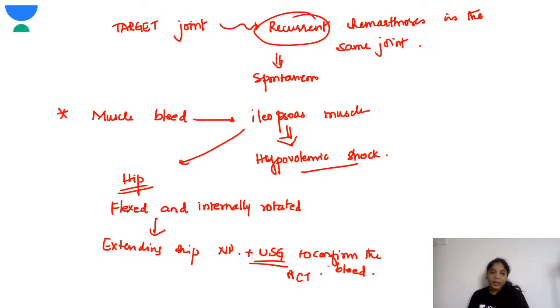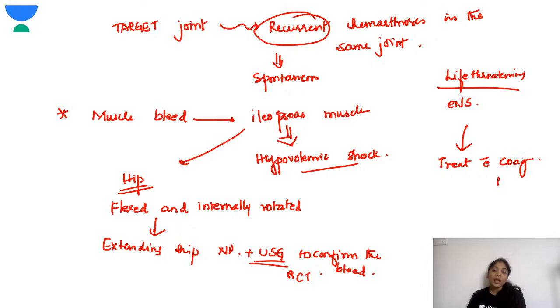So there are various other life-threatening bleeds in patients with hemophilia. There could be a severe intracranial bleed, a bleed to the central nervous system, or to various important vital organs. In such patients, you have to treat fast with the coagulation factor, and then get imaging.